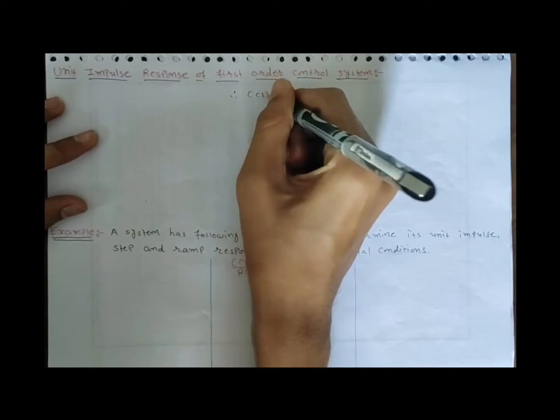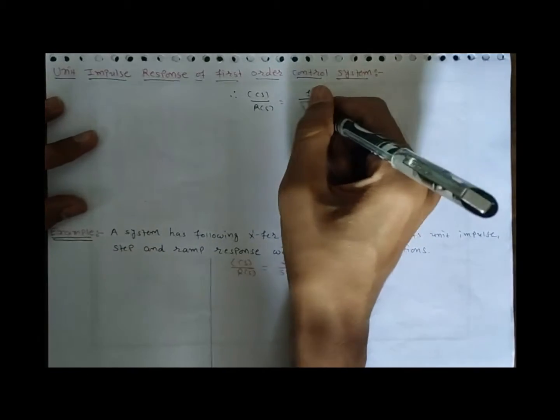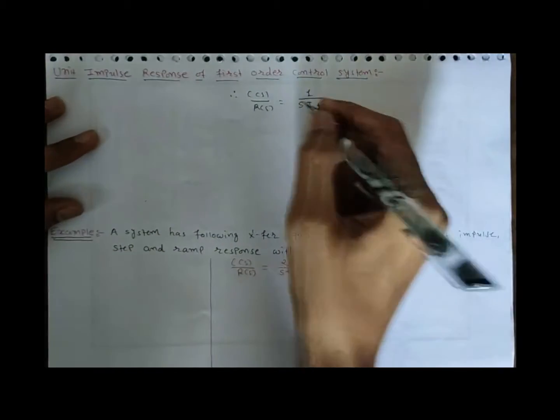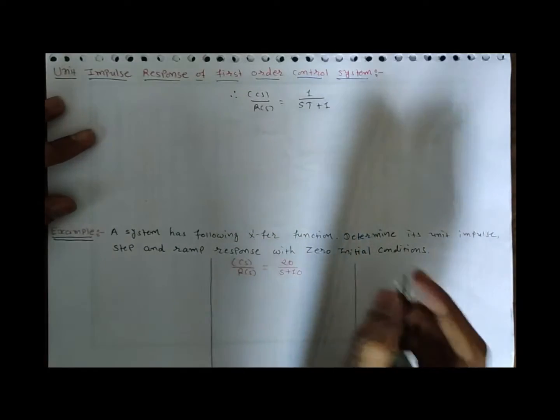We know that the transfer function of a first order control system can be written as 1 divided by sT plus 1, where you can see the power of s is 1, that is why we say it is a first order control system, and T is the time constant of the system.